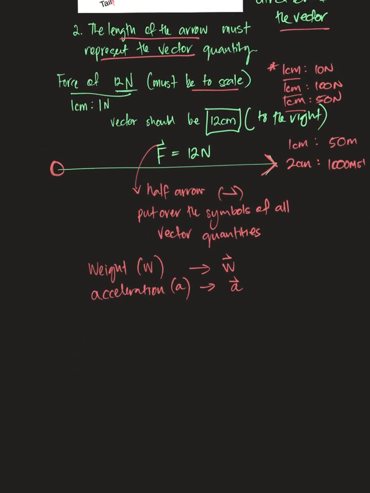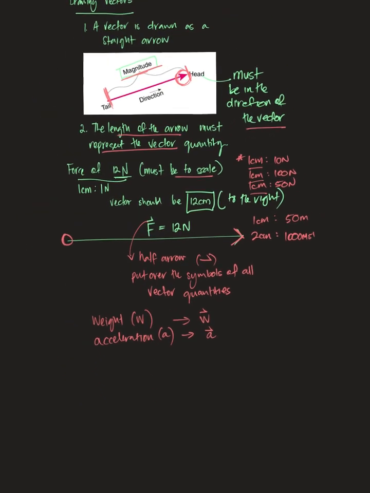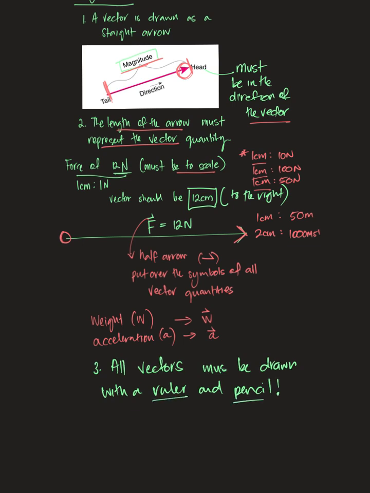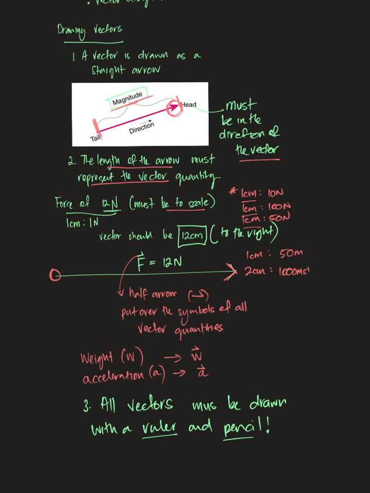Couple of other things. Number 3. All vectors must be drawn with a ruler and pencil. Very, very important. You don't use a ruler, you don't use a pencil, we don't even mark it. So please make sure that when you are drawing your vectors, you must use rulers and pencils.